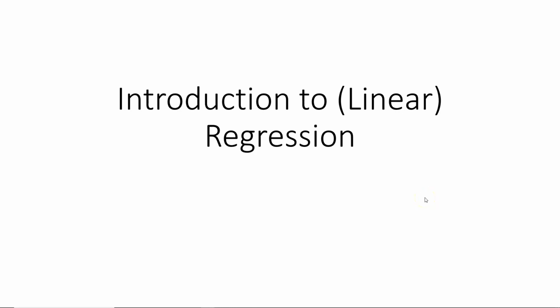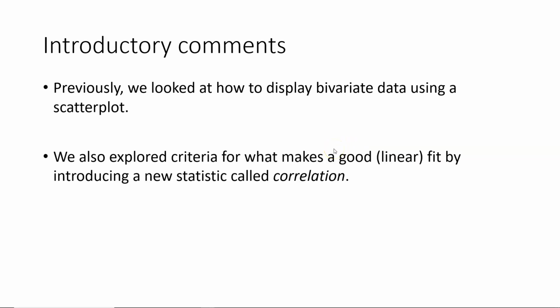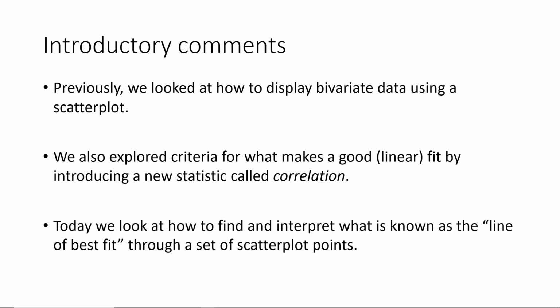In this presentation, we will introduce the idea of what is known as linear regression, which is covered in sections 8.2 and 8.3 of our textbook, as well as sections 8.2 and 8.3 of the alternate textbook that we have been using. In a previous video presentation, we looked at how to display bivariate data using a scatter plot. We also explored criteria for what makes a good linear fit by introducing a new statistic called correlation.